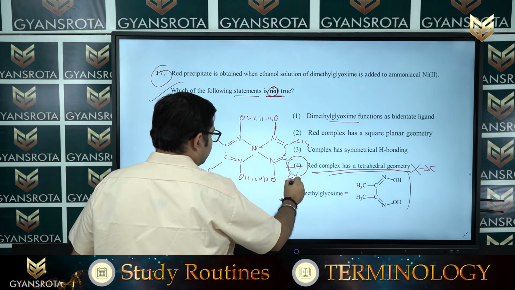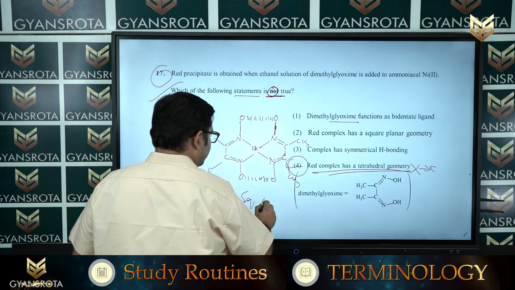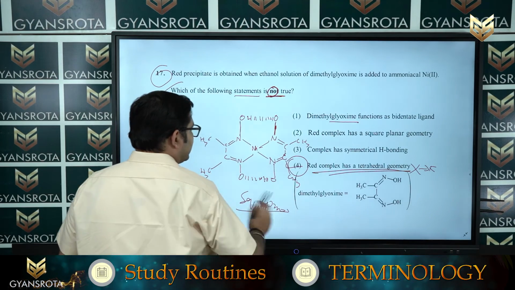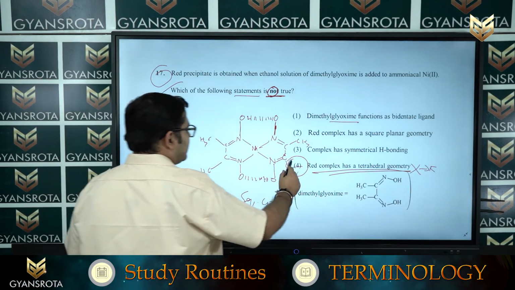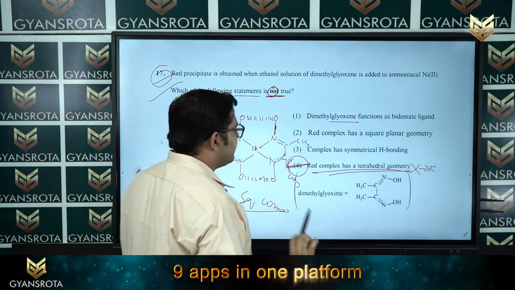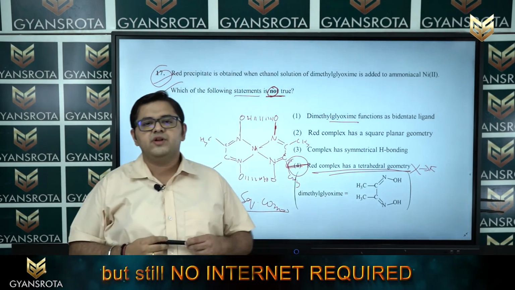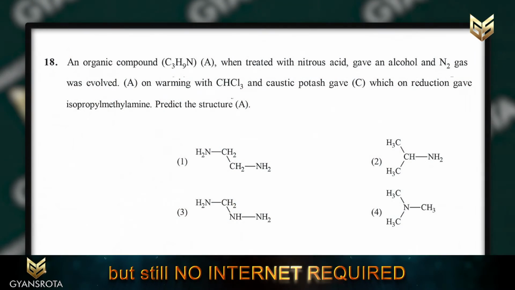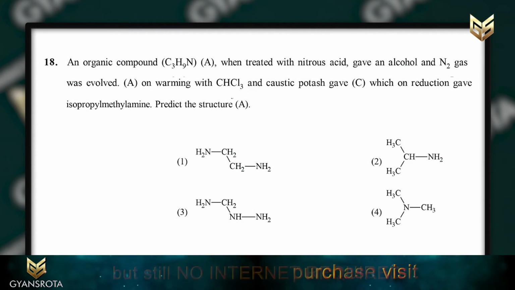So this is nothing but a square complex; it is not a tetrahedral geometry. So option number 4 is the wrong one, and this is the correct answer to question number 17. Now we are moving to the next question, question number 18. Question number 18 is on your screen.